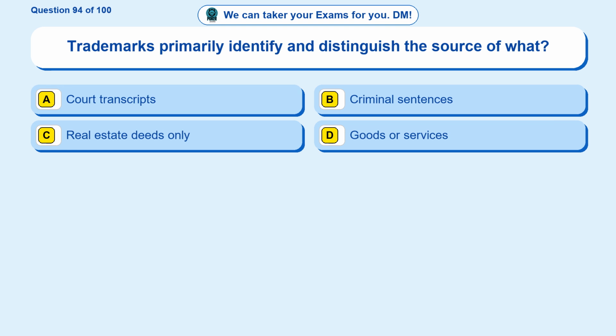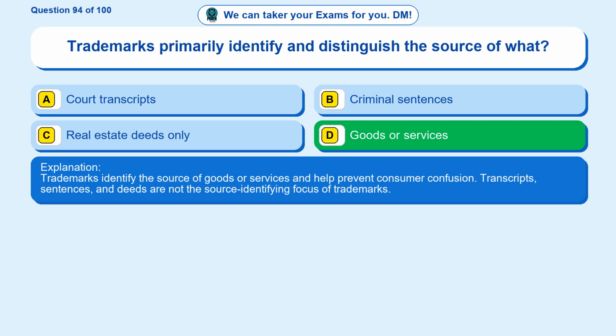Question 94. Trademarks primarily identify and distinguish the source of what? Option A, court transcripts. Option B, criminal sentences. Option C, real estate deeds only. Option D, goods or services. The correct answer is option D. Goods or services. Trademarks identify the source of goods or services and help prevent consumer confusion. Transcripts, sentences, and deeds are not the source identifying focus of trademarks.